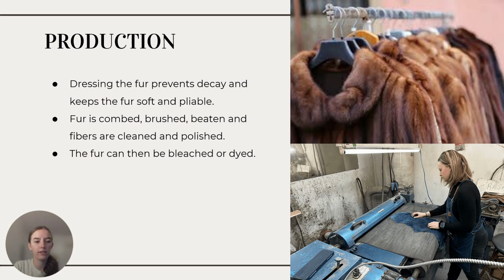So when they produce fur, obviously they'll skin the animal first, and then they dress the fur to prevent decay and keep it soft and pliable. And so dressing is pretty similar to tanning leather and suede. It's another chemical treatment. Then after the fur is dressed, it's combed, brushed, beaten, and then the fibers are cleaned and polished. And then after that, the fur can either be bleached or dyed. And there's a lot of different methods of dyeing that can create different patterns or colors to imitate different animals or just enhance the natural animal fur color.